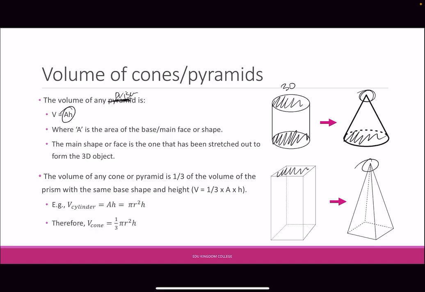So for example, if this cylinder is 30 centimeters cubed, then this cone we know is going to be 10 centimeters cubed, because it's 1/3. This is what we see in our two formulas here. The volume of a cone is exactly 1/3 of the volume of a cylinder.